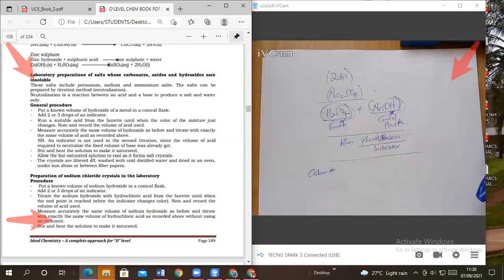Then you stir them together. Stir and heat the solution to make it saturated. That is back to our formula. Allow the hot solution to cool as the salt forms. Then the crystals will be formed, washed and dried in an oven. Is the procedure clear?